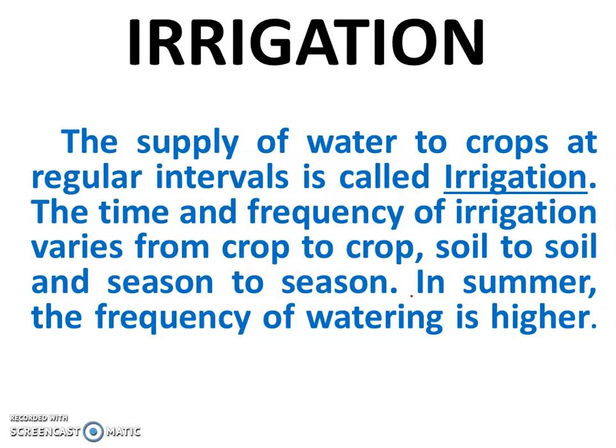Then we have to use this practice of irrigation. Irrigation means supply of water to the crop at regular intervals. Time and frequency of irrigation varies from crop to crop, soil to soil, and season to season. In summer the frequency of watering is higher, since in summer there is a high temperature, so soil needs more water content.